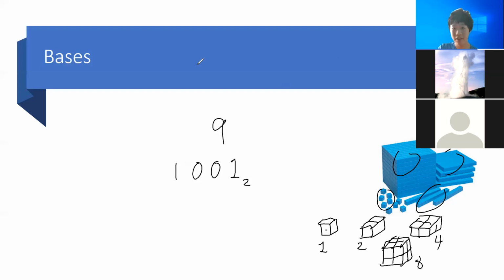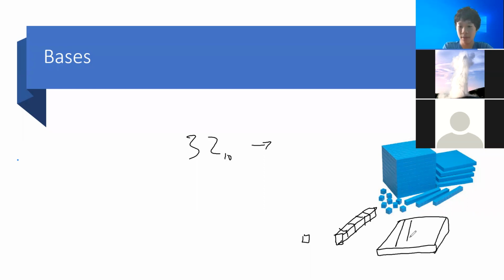All right, so let me give you another example. Let's say we want to put 32 into base 5. All right, 32 base 10, turn it into a number in base 5. How do we do that? Well, in base 5, we're going to have a small cube, then a long rod of 5 length, then a flat, which is 5 by 5. And then the big block is going to be 5 by 5 by 5. So this is going to be the 1s place, the 5s place, the 5 squared place, and the 5 cubed place, just like in base 10 we had a 1s, a 10s, a 10 squared, a 10 cubed. So basically, instead of base 10 blocks, we're using base 5 blocks.